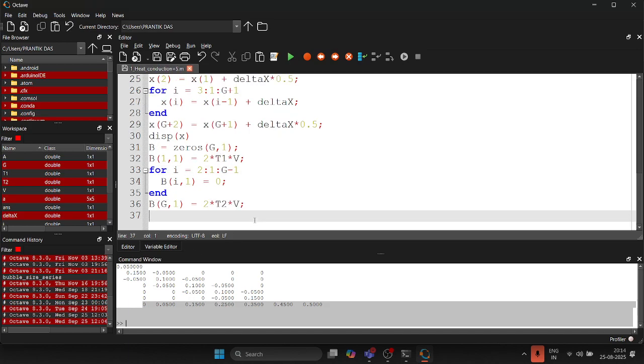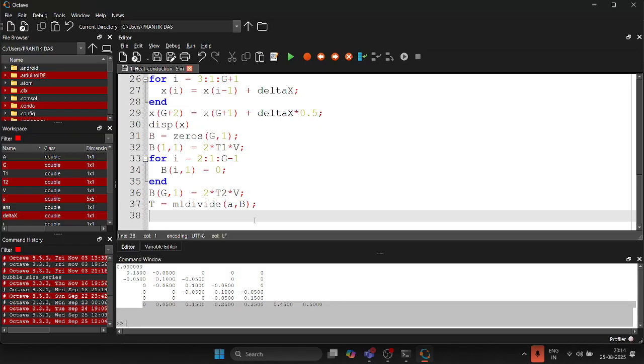Okay, so now I have to use this ML divide. So ML divide A comma B is basically A inverse B. So what I'm doing is basically dividing B by A, so that is A inverse B itself. And then display T. So let us see whether I get a temperature distribution or not.